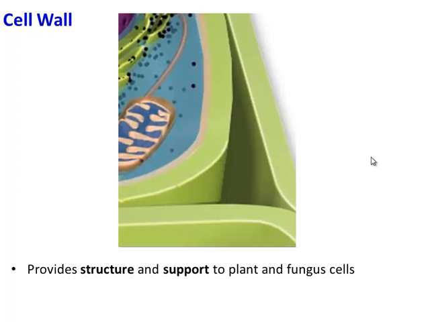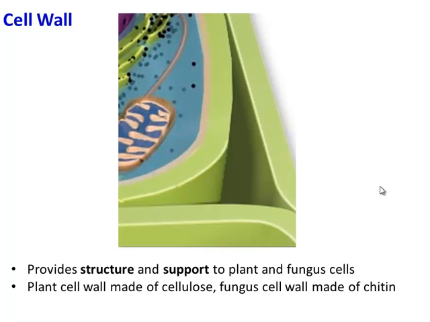Another structure found only in plant cells is the cell wall. The cell wall is exactly what it sounds like. It provides structure and support, both to plant and fungus cells. In plants, the cell wall is made up of a carbohydrate called cellulose, whereas in fungus cells, the cell wall is made of chitin.